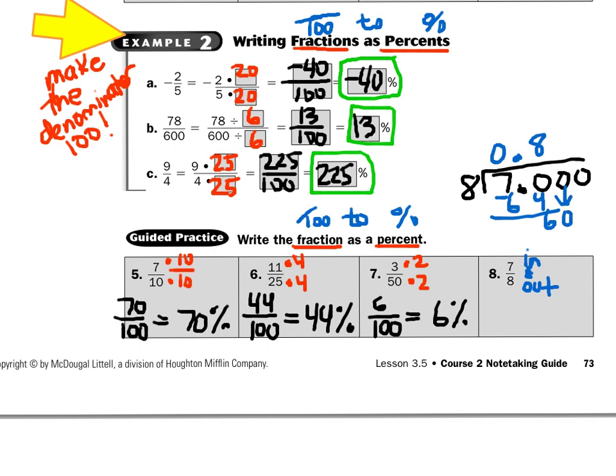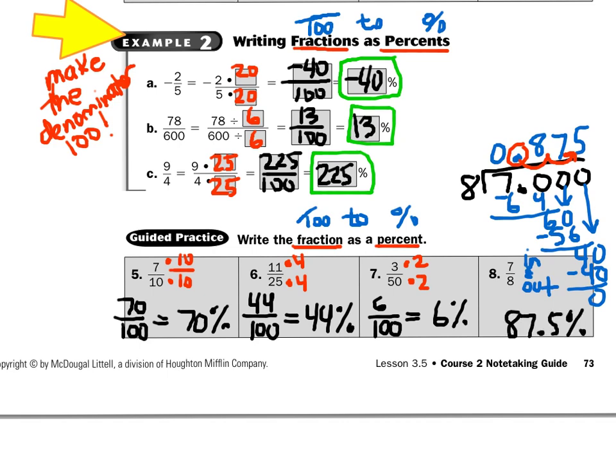So 8 into 60 would be 7. So 7 times 8 is 56, and I subtract, I get 4, and I bring down. And so 8 into 40 would be 5. 5 times 8 is 40, and I subtract, and nothing goes into that. I'm done. So now, remember, that's a decimal, but to make a decimal into a percent, I have to grab that decimal point and move it 2 places to the right. So this would give me 87.5%. And now I've made all of my fractions into percentages.